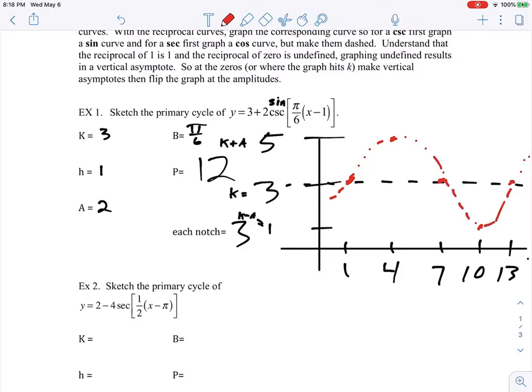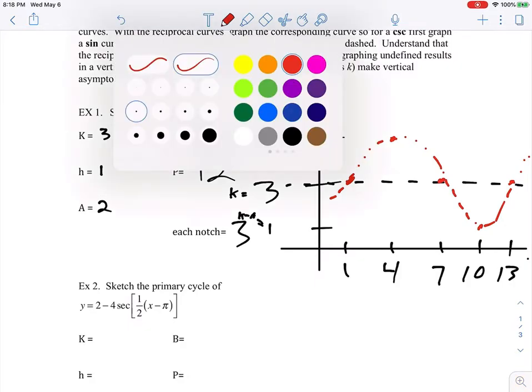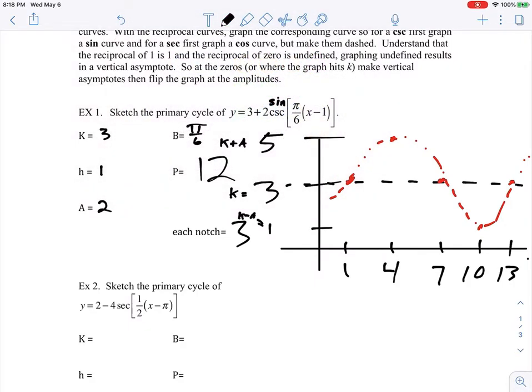I am going to graph a cosecant. Now, how do I do that? How I do that is this. I'm going to switch this to black again because now I'm actually going to graph my cosecant. Okay, so the zeros, or where it hits the midline or the K, are going to turn into vertical asymptotes. So I'm going to have vertical asymptotes like this, and like that. Okay, right where it hits the midline, right where it hits K.